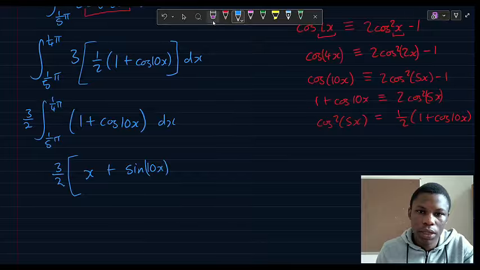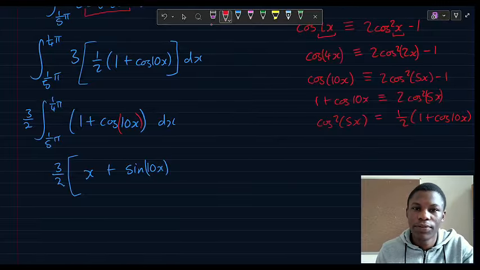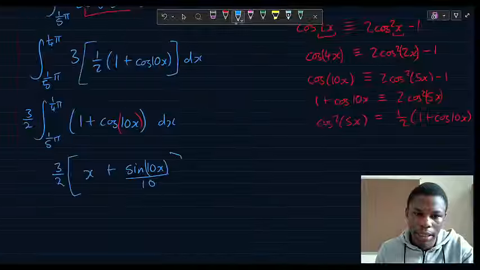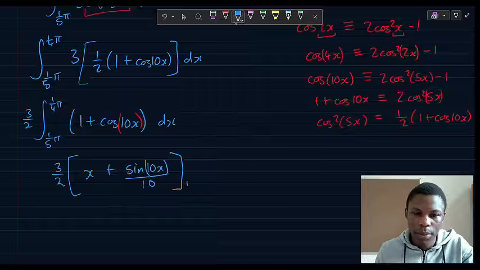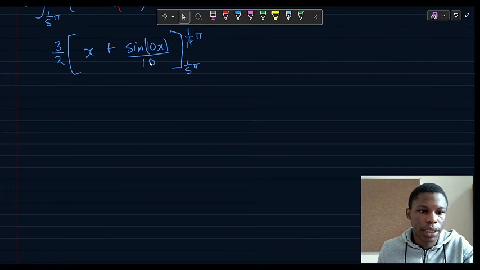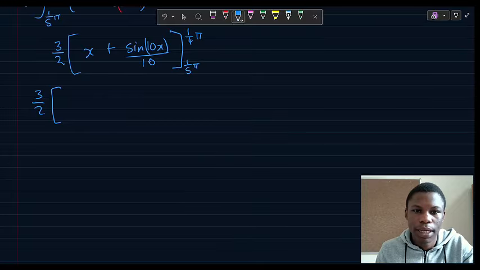But don't forget to differentiate your inner function 10x. So if you differentiate 10x, you get 10, so we can divide by 10. And our limits are from 1/5 pi to 1/4 pi. And now we can just substitute them in. So that's 3/2. Start with the upper limit.